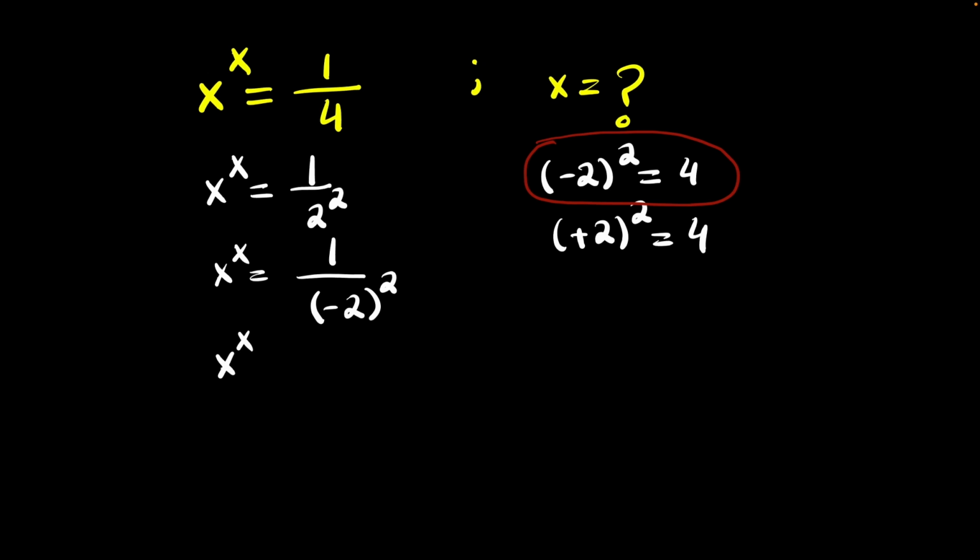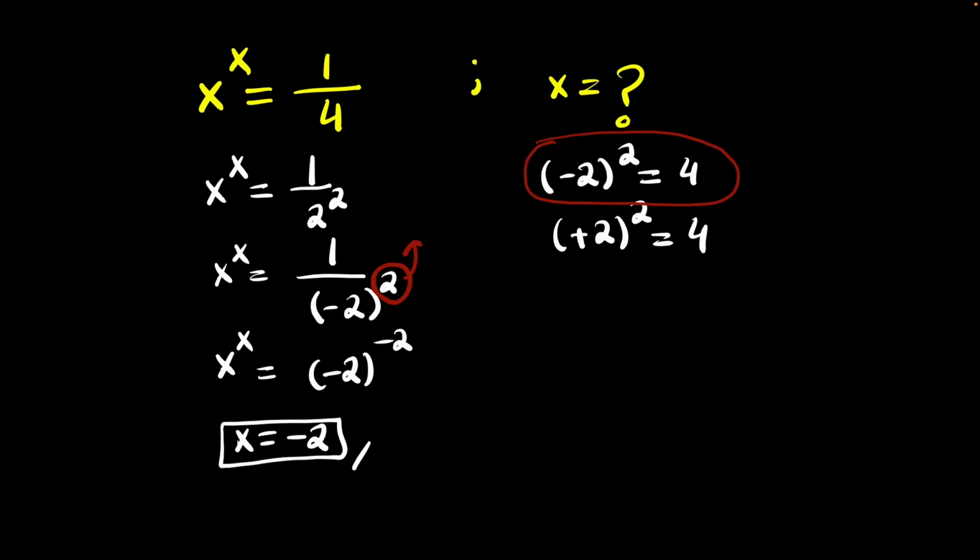x to the x is equal to, I'm going to move the 2 to the numerator. So minus 2 to the power of minus 2. When you move it to the numerator, it becomes negative. Here obviously you can see that x to the x is equal to minus 2 to the power of minus 2. So the value of x will be minus 2. So this is the final answer.